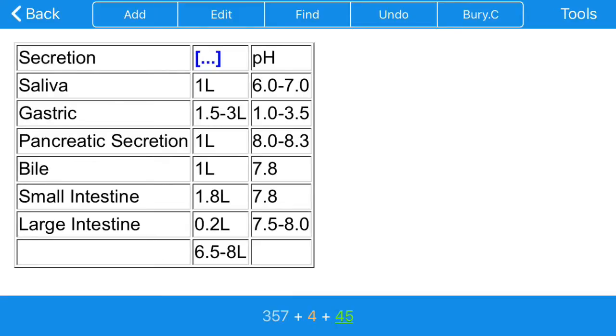Volume. Just remember the volume. 1 liter for saliva, 1.5 to 3 liters for the gastric juices. Oh, here we go. 6.5 to 8 liters, right? Total. Pancreatic secretion is 1 liter.